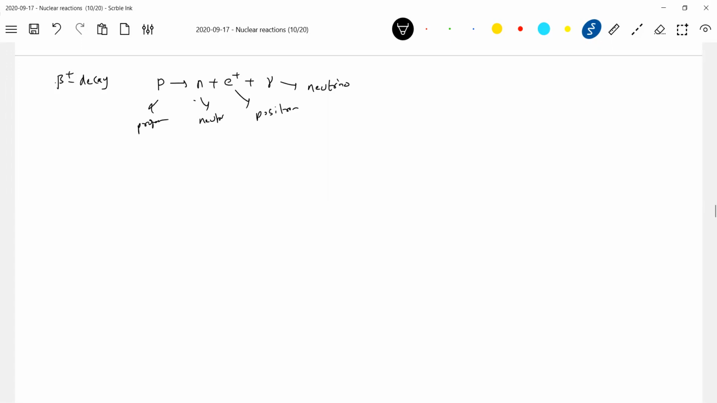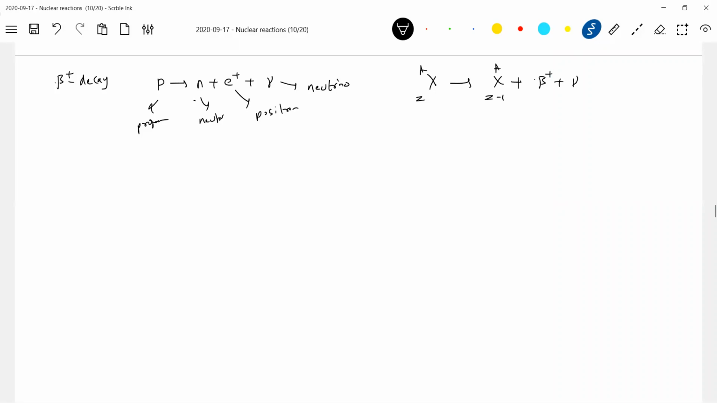What should be the basic reaction? X, Z, A. Proton, so this will be, shall we put Z minus 1? The number of nucleons will remain the same. And this is beta plus and neutrino.